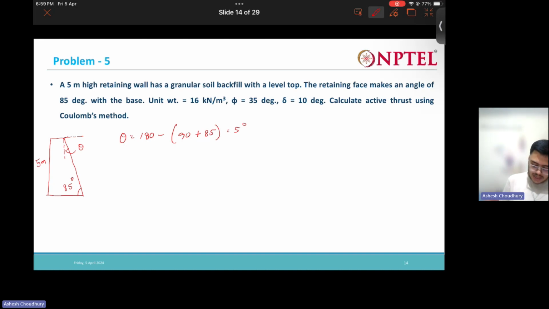Now beta is 0. What is beta? The angle made by the soil with the top layer of the backfill soil. It is written level top, that means beta is 0 degree. Other values you have: delta 10 degree. Then phi we have. Right. So these values we have.